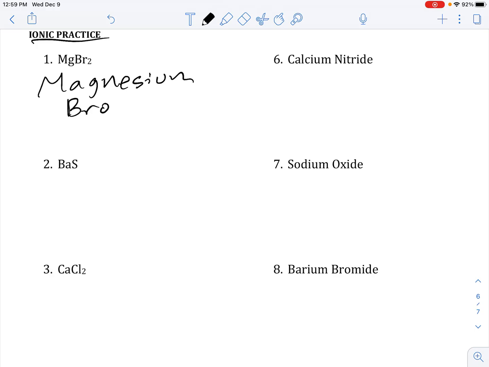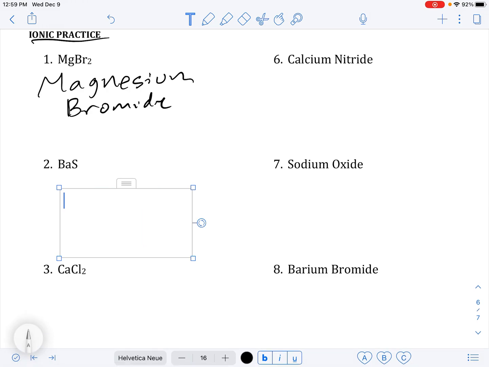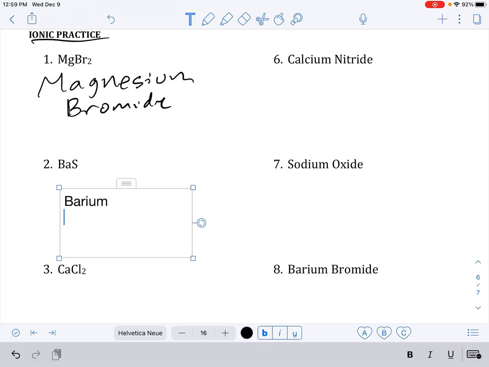Br is bromine with an IDE ending as bromide. Ba is barium, and S is sulfur with an IDE is sulfide.